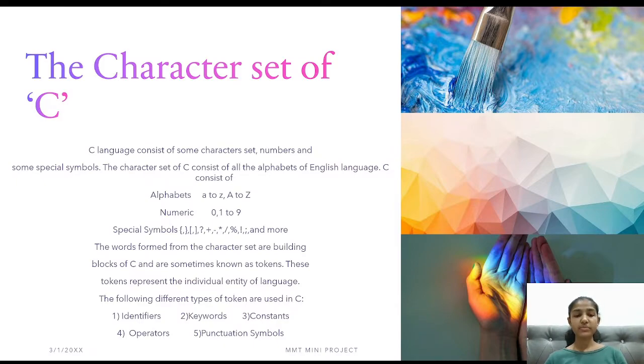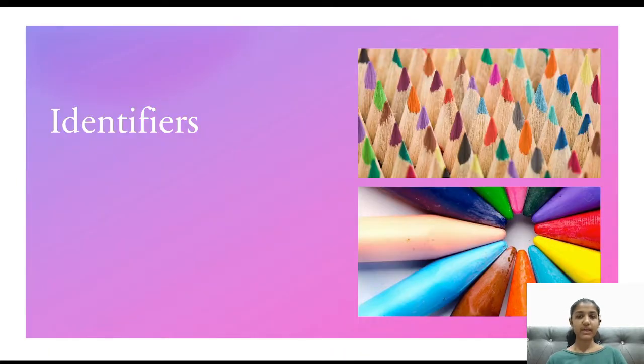The words formed from the character set are building blocks of C and sometimes are known as tokens. These tokens represent the individual entity of language. The following different types of tokens used in C are identifiers, keywords, constants, operators, and punctuation symbols. Let's go to the next line.